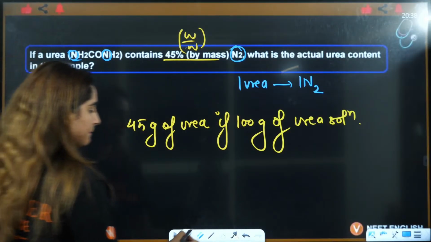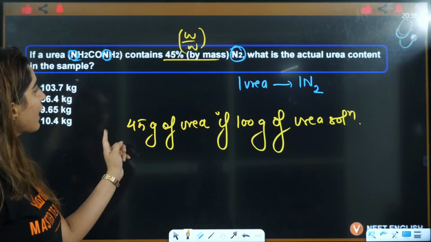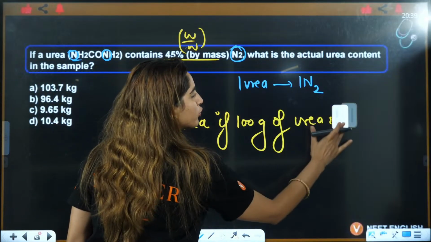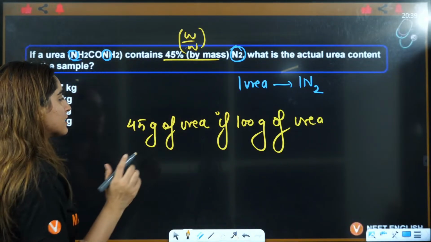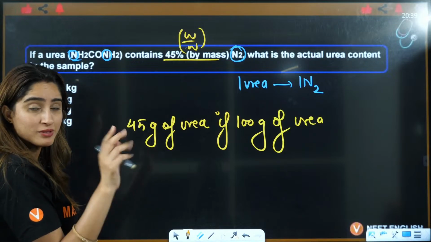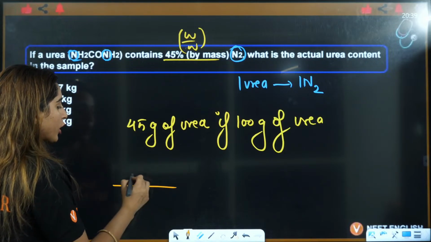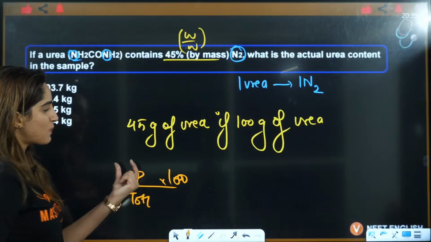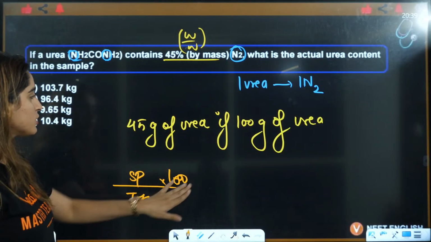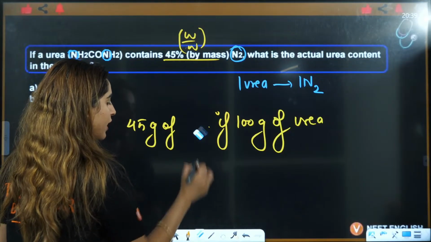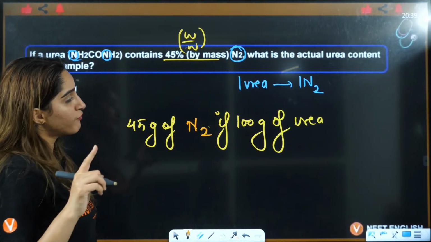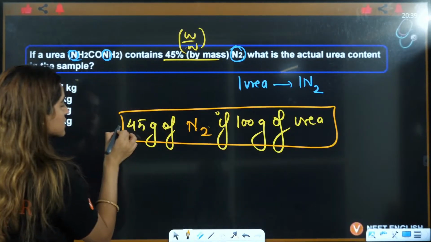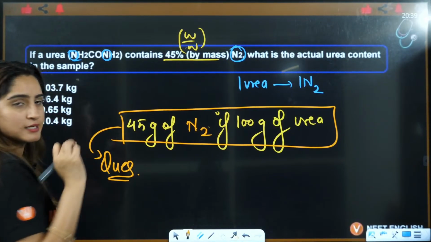Now, 45 gram of urea, if 100 gram of urea solution you have, or you can just write down urea, because we are not actually mixing anything here. This percentage applies to some specific thing divided by total, multiplied by 100. So here they are specifying N2, and they are talking about this total. So you can say 45 gram of N2 if 100 gram of urea is there. This is from the question, okay?